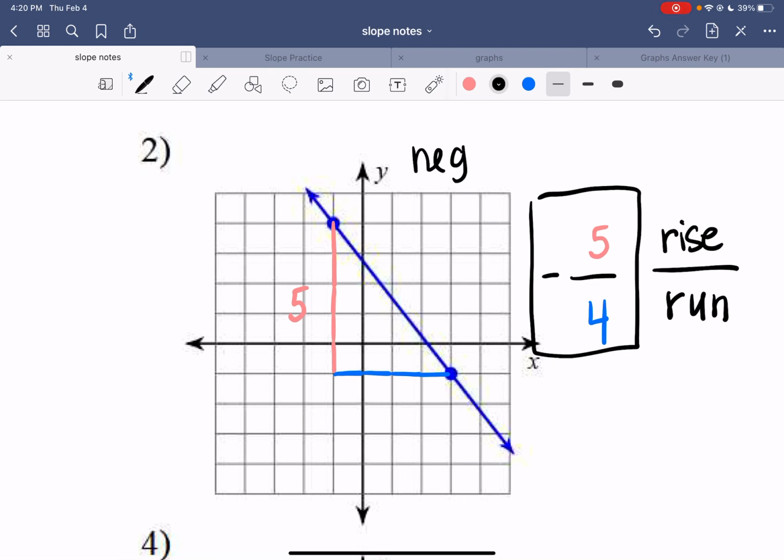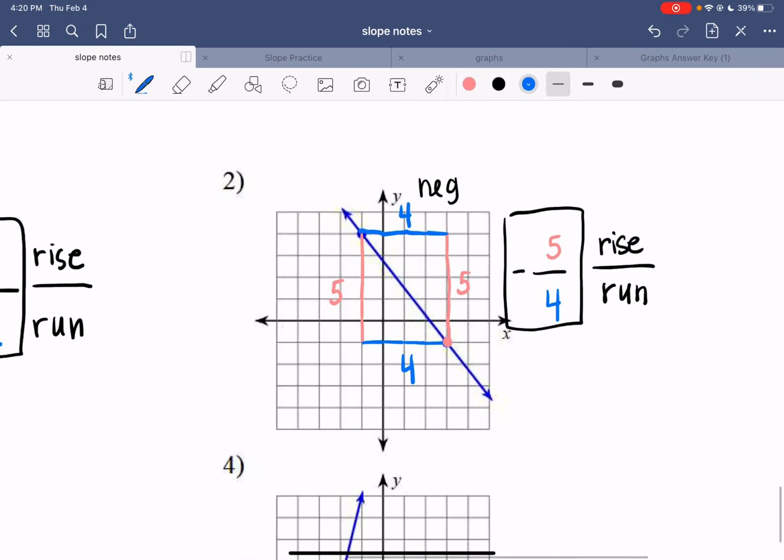And I'm just going to show you really quick. I know that it says rise. We could have still risen on the other side. I could have gone now from this point here. I could have done 1, 2, 3, 4, 5 on this side and then run 1, 2, 3, 4. I could have done that as well. It doesn't matter. I'm going to try and be consistent by starting with that left point and then counting down and across. So rise over run.